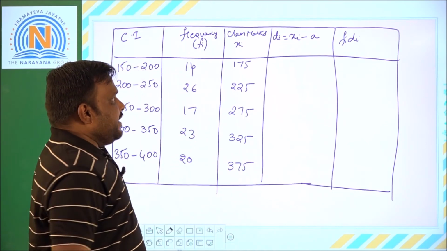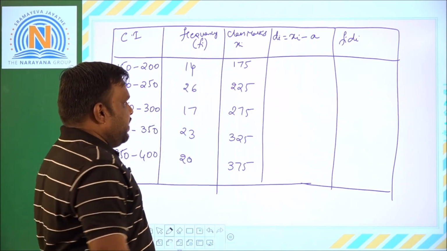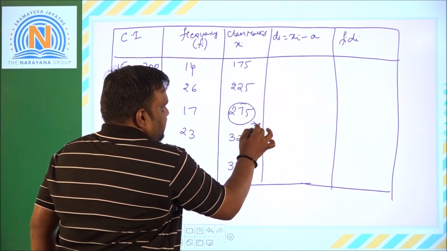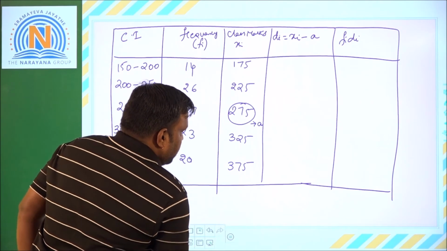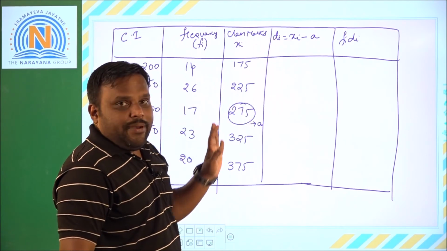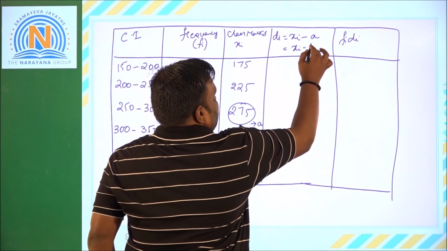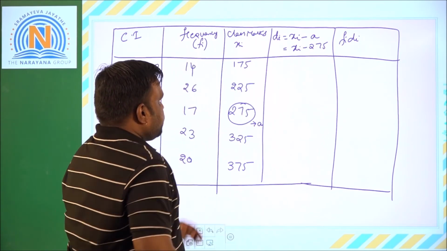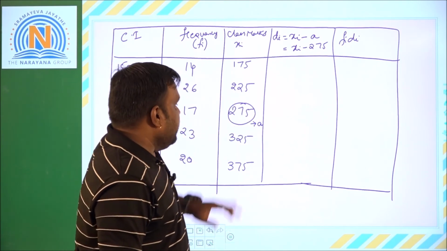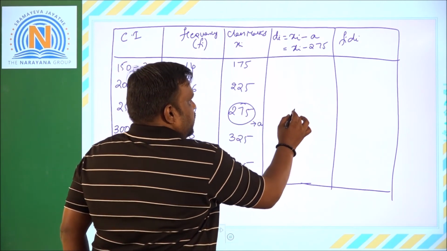Next, let us go to the di. For getting di, we have to assume one of the class marks as the assumed mean. It is better to take the middlemost, that is 275. Let us suppose this is A, the assumed mean. So our A is 275. Now, di is nothing but xi minus A, that is xi minus 275. Start from the assumed mean value itself. Beside the A, the di value will be xi is 275 and A is also 275, so it will be 0.